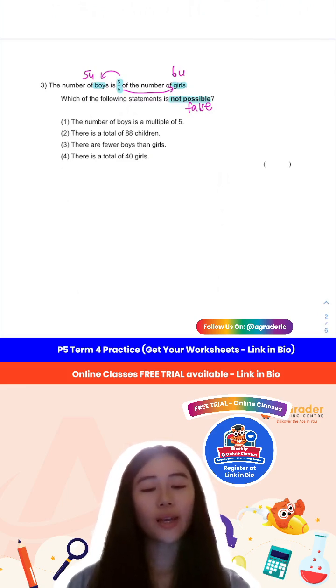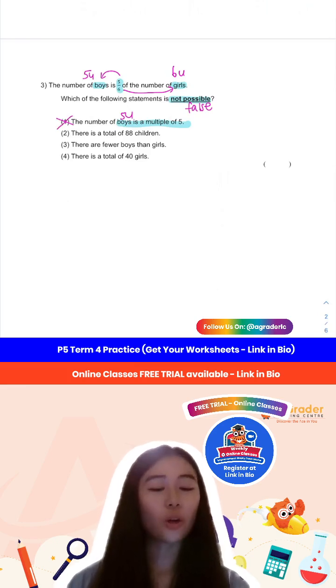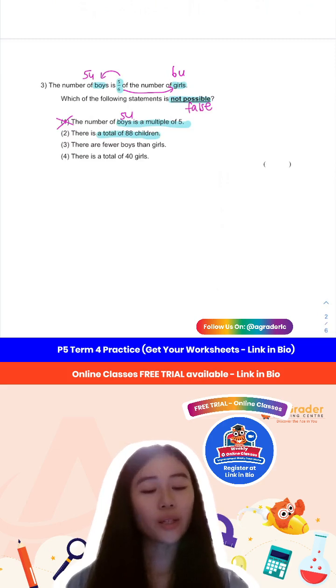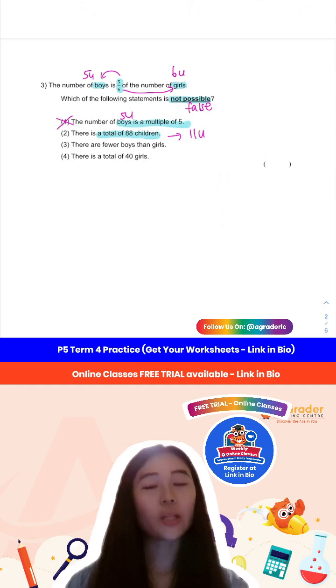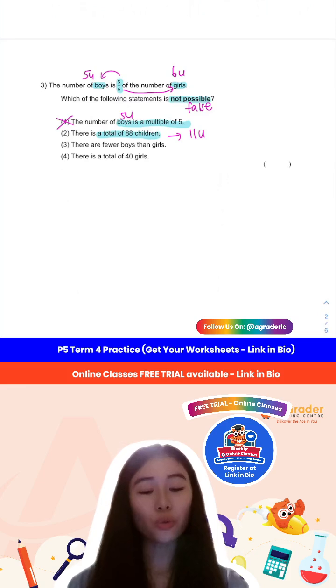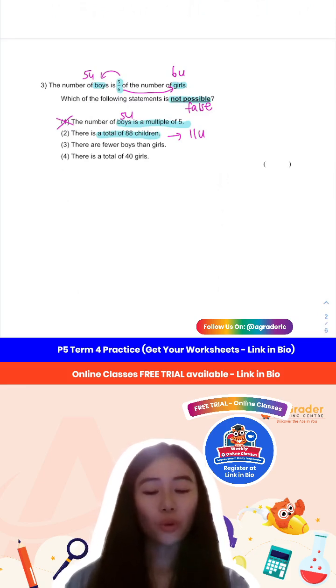So the first statement says that the number of boys is a multiple of 5. This is actually true, right? Because boys is 5 units, so it definitely has to be a multiple of 5. So option 1 is not what we're looking for. Option 2 says there is a total of 88 children. We can find the total units by using 5 plus 6, so 11 units is the total. And 11 units is possible to be 88 children, right? So statement 2 could be true. We're going to cross it out.